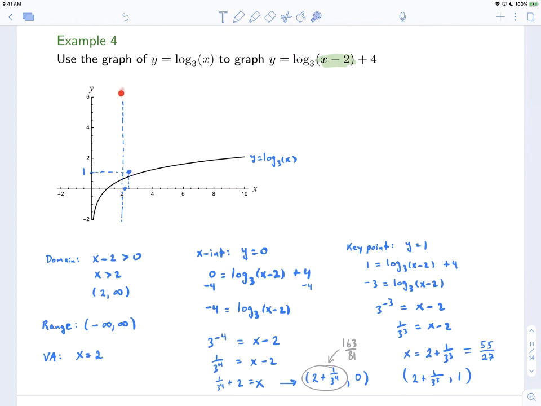Now we don't want to forget that we have a vertical asymptote here at x equals 2. So it's going to be very tight here. It's going to be something like that. Maybe, let me just try it again. Something a little bit like, there we go. And then it's going to go something like this. Okay, so this is y equals log base 3 of x minus 2, plus 4. And once again, we can compare to a computer-generated graph on the next slide.